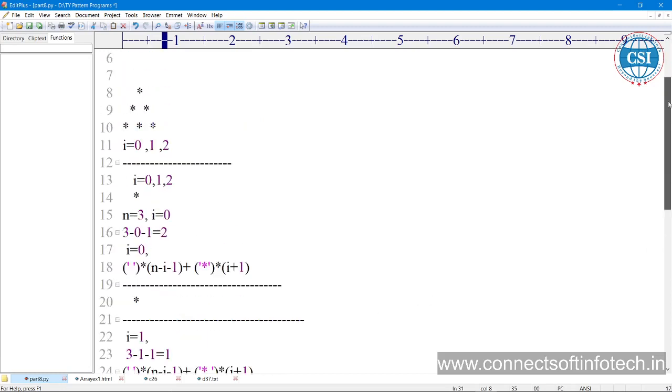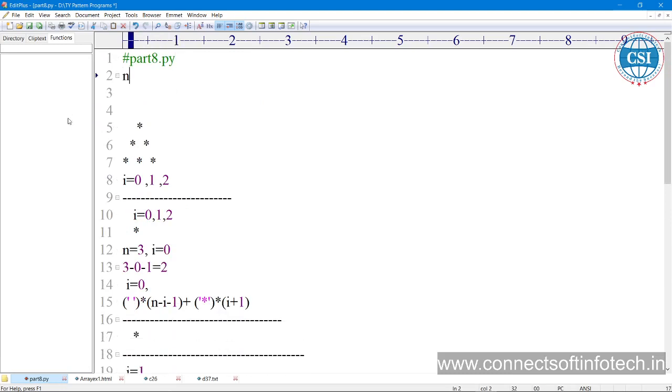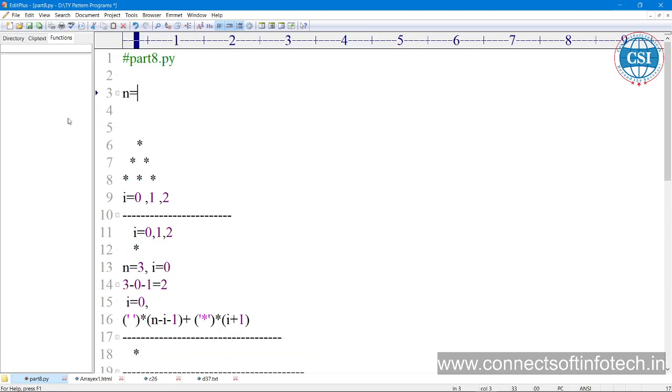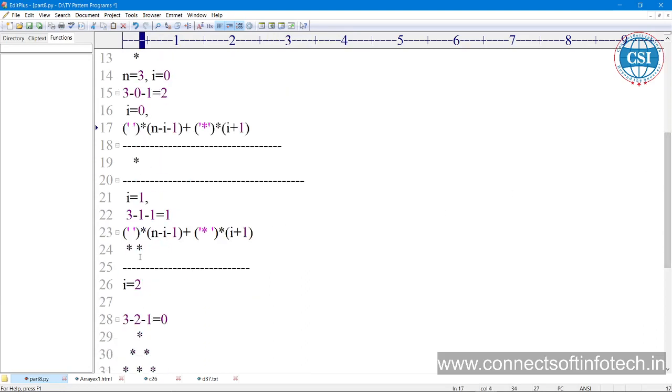We are going to write this program. So take here n is equal to int input, enter the number of rows. Now use the for loop, for i in range, and this is the expression.